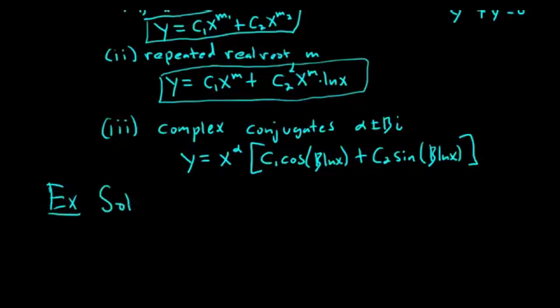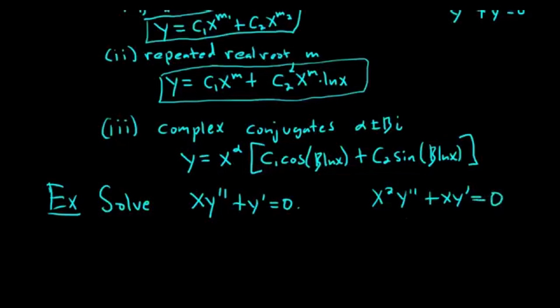So solve, how about x y double prime plus y prime equals 0. So this is a Cauchy Euler Differential Equation in disguise, right? Because if you multiply the whole thing by x, you get x squared y double prime plus x y prime, okay? And that would be equal to 0. So in this case, it is Cauchy Euler because the power of x matches the order of the derivative.